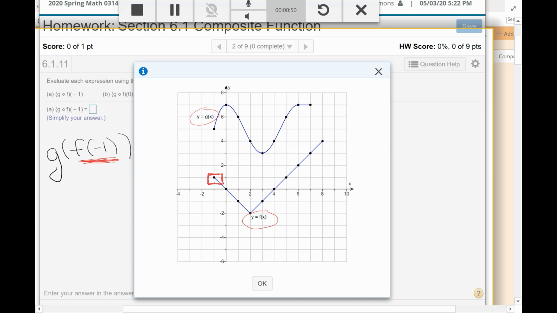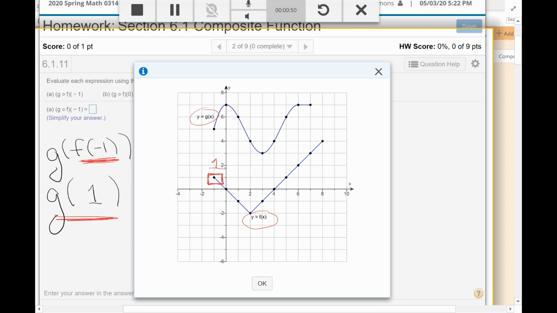What you need to find is the y value at that point. The y value at that point is going to be 1. So therefore, the value of f of -1 is going to be 1. So in place of f of -1, I'm going to put just 1. Okay? So now the next part is we deal with the g function. And the g function is saying, okay, g of 1.